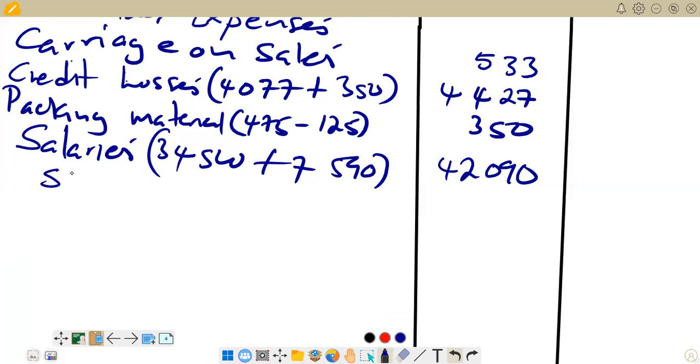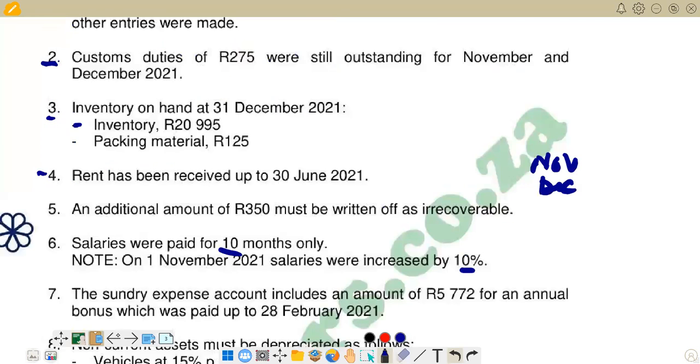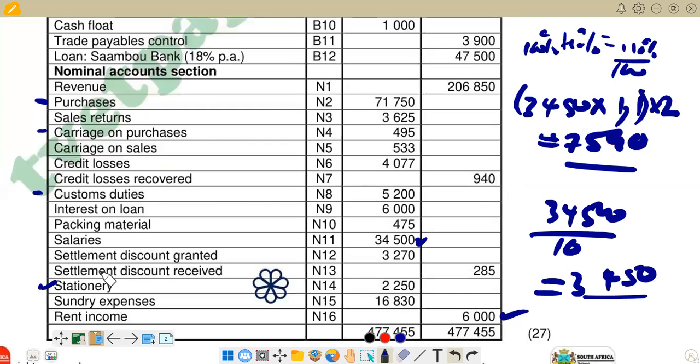Right, here we are saying stationery, and it's 2,250. So this is what we have, and then we go again and check the other expenses. Right, after stationery, we've got sundry expenses. Sundry expenses 16,830. We check the additional information if we have got anything to do with sundry expenses.